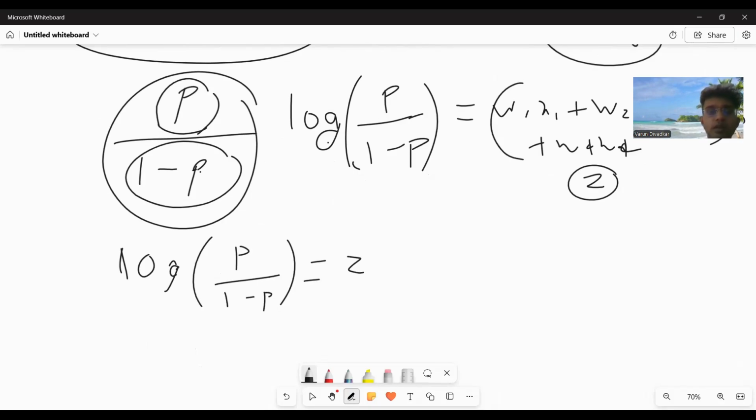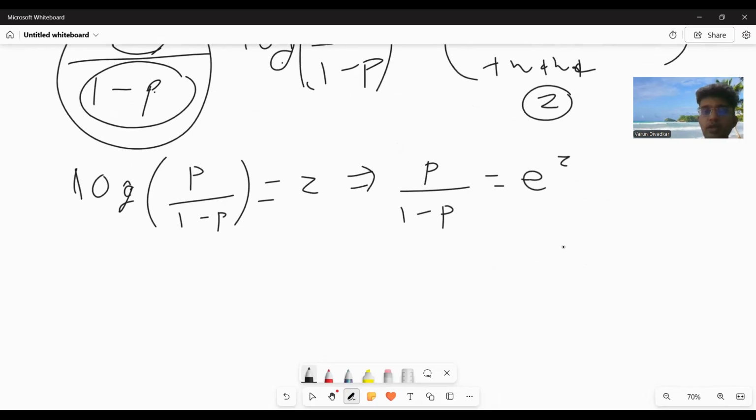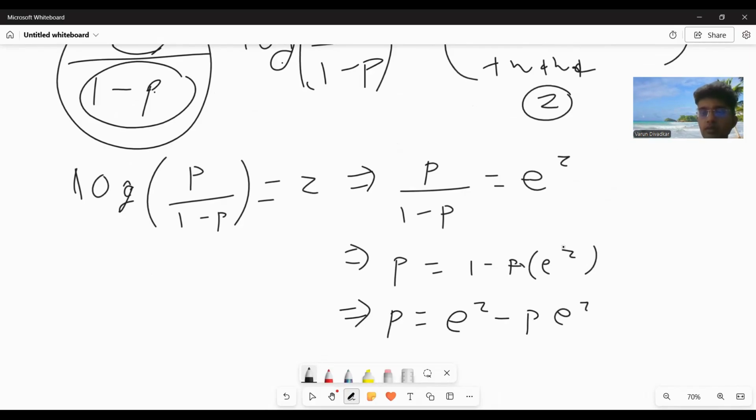Now, if we take an exponential on both the sides, this becomes P by 1 minus P equals e raised to Z, okay? So if you rearrange this, this becomes P equals 1 minus P into e raised to Z. This implies P equals e raised to Z minus P e raised to Z.